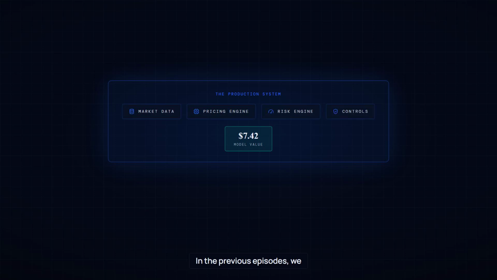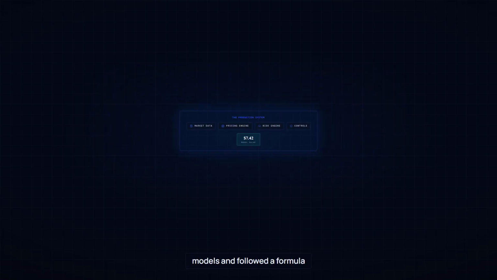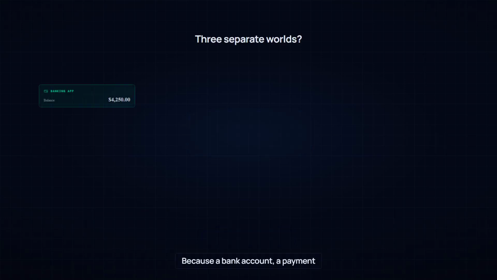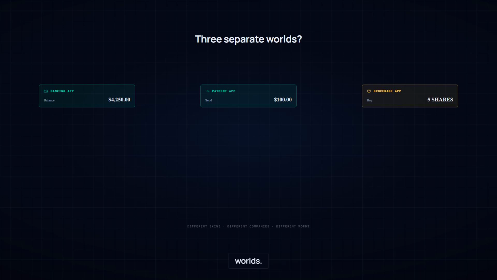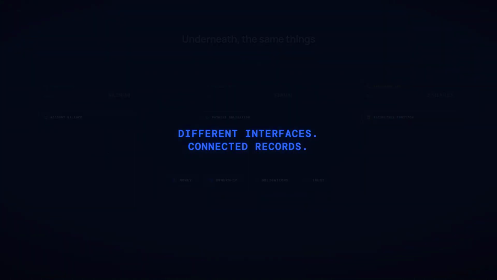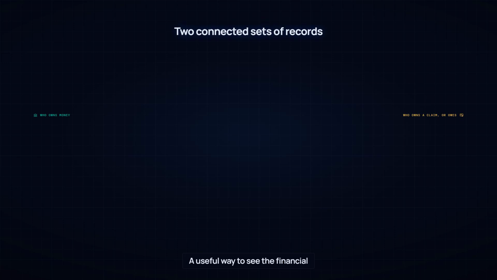In the previous episodes, we looked inside quantitative models and followed a formula into a production system. Now we need to zoom out. Because a bank account, a payment app, and a stock exchange can look like separate worlds, they are not. Underneath, they coordinate the same basic things: money, ownership, obligations, and trust.